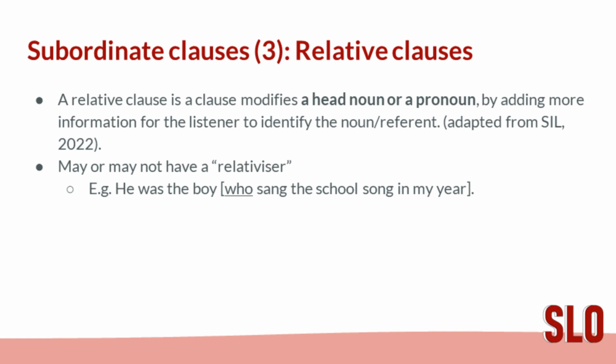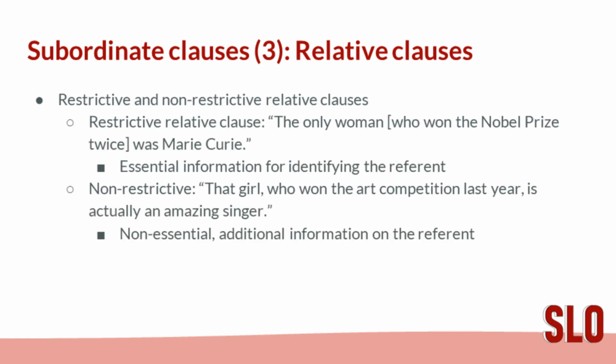A relative clause may or may not have a relativizer. This can be a WH word like "who" or "which". The relativizer introduces the relative clause, as seen in the example previously mentioned: "He was the boy who sang the school song in my year." There are two types of relative clauses in English, restrictive and non-restrictive relative clauses.